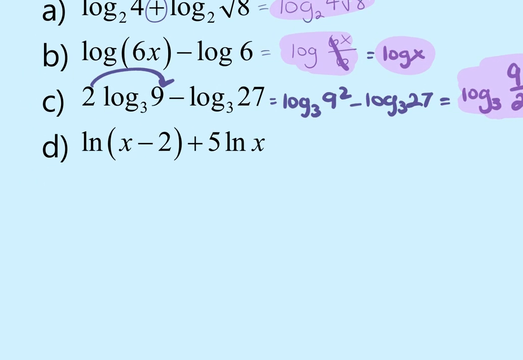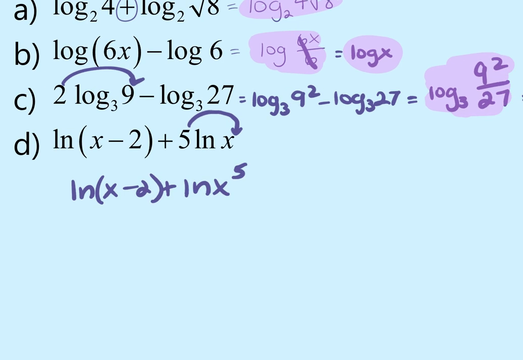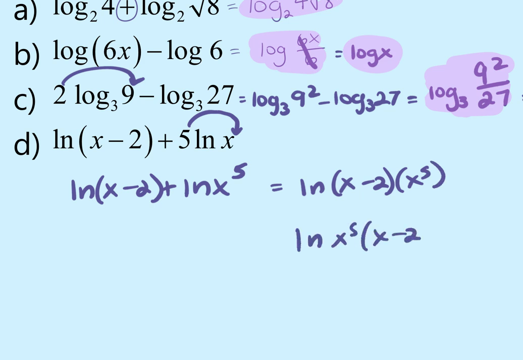Okay, last one. ln of x minus 2 plus 5 ln x. So the 5 is going to the exponent. ln of x minus 2 plus ln of x to the 5th. Plus means multiplication. So ln of, and it could be x minus 2 times x to the 5th, or it could be ln of x to the 5th times x minus 2. Either of these are fine. Order doesn't matter.